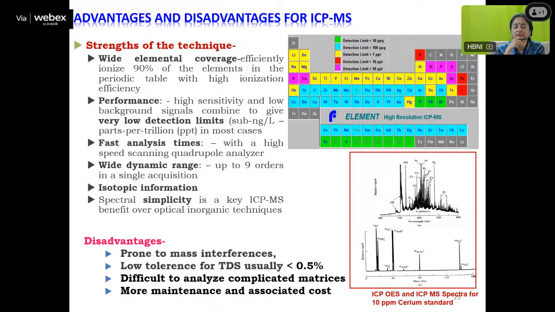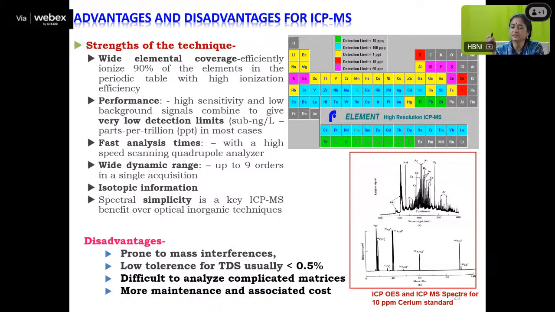It has wide elemental coverage, as you can see in this periodic table given here with the color code. The color code represents the detection limit. Green color means the detection limit is 10 ppq. ppq means it is less than ppt. So -9 is ppb, -15 is ppq, and so on. So that is its detection limit.